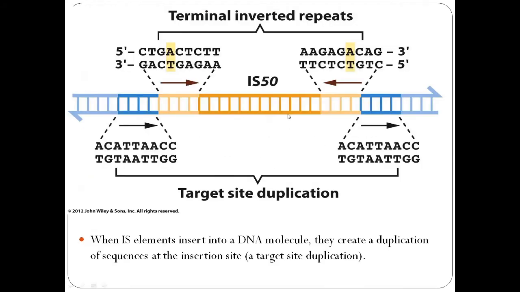Now in this image you can see the gene is present. Here you can see the terminal inverted repeats are present. You can see the terminal repeats, the sequence is the same, CTGACTCTT. Here you can see 5 prime, here also 5 prime, and 3 prime. Here the complement also 3 prime. So these are the terminal inverted repeats present at the ends of the gene.